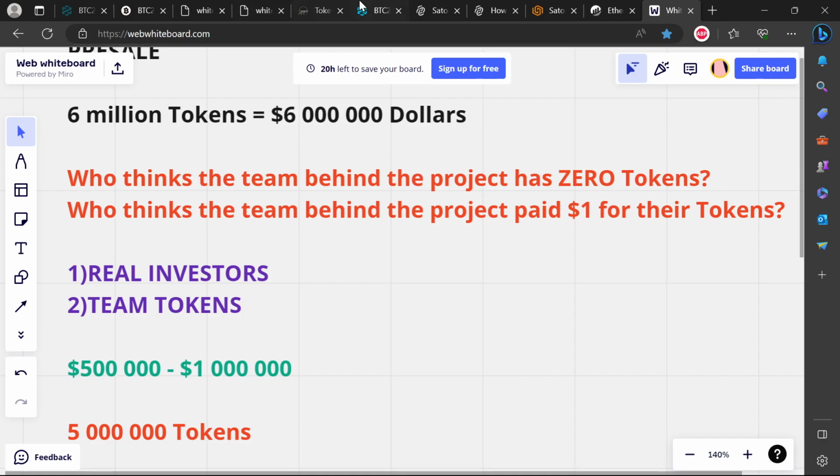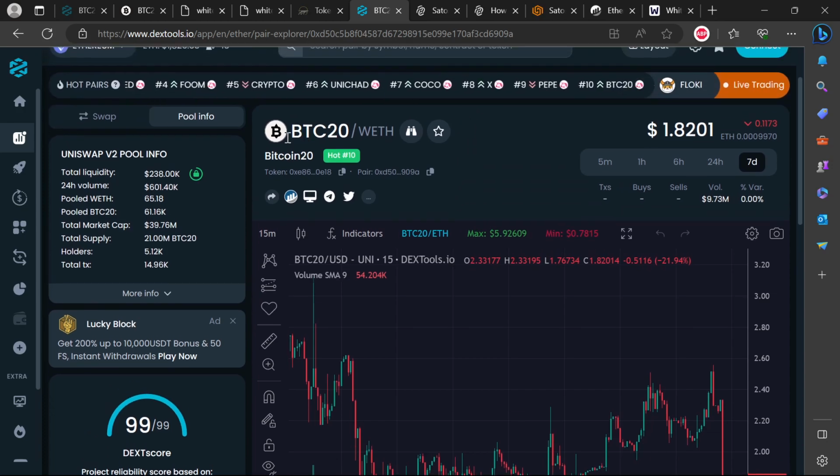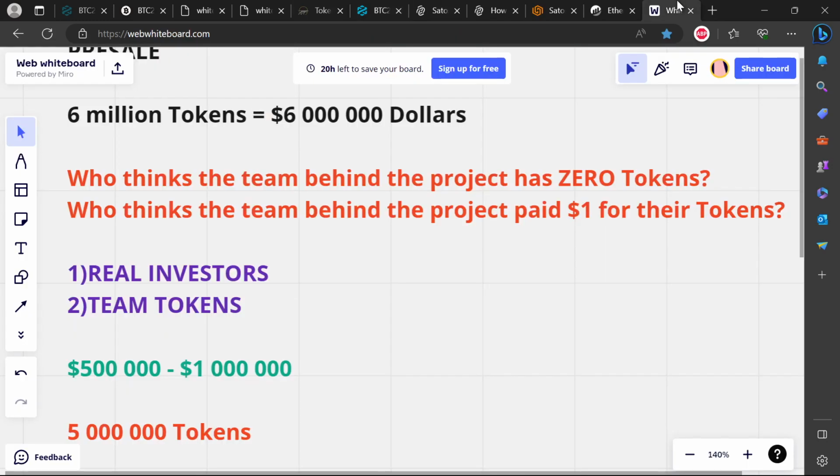So we can speculate here by looking at the numbers. If we go on Uniswap, the first DEX where this is launched, the liquidity available there is about 238,000. So even when BTC20 went upwards of $5.92, almost reaching $6, the liquidity hardly breached the $350,000 mark. Which leads us to speculate, because we know that there are some tokens that are being staked, and there are also tokens that have not been staked, that real investors possibly invested between 500,000 to $1 million US dollars.